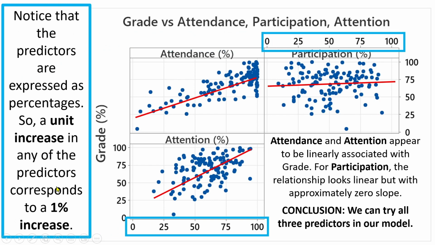One thing to notice here before continuing is that the predictors are all expressed as percentages. So you can see here as we move along the horizontal axis, participation is expressed as a number between 0 and 100%. Attendance and attention are also expressed between 0 and 100%. And so that is important to remember because what it tells us is that a unit increase in any of these predictors corresponds to a 1% increase. That will be important when it comes time to interpret these slopes that we get when we do the analysis. So we'll keep that in mind.